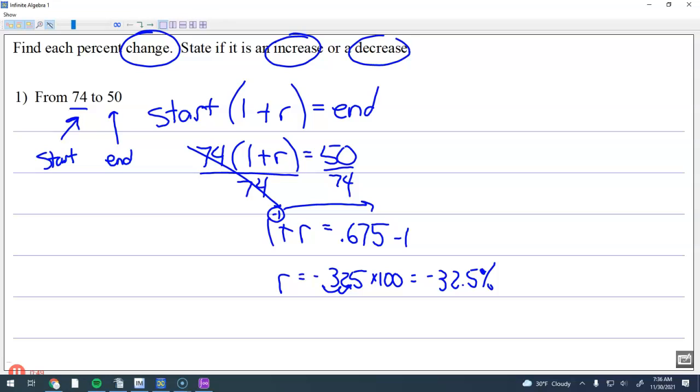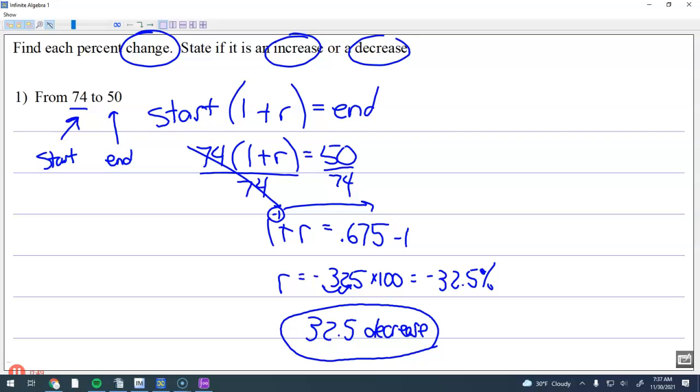Wait, can I ask how you took 0.675 and subtracted 1? How did that equal 0.325? Did I do that wrong? No, it's correct. But why? Wouldn't it be like negative 1.675? No, because it's positive 0.675 minus 1. Oh, okay. You get that? Yeah, no, I'm good.